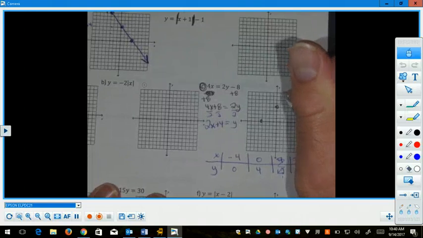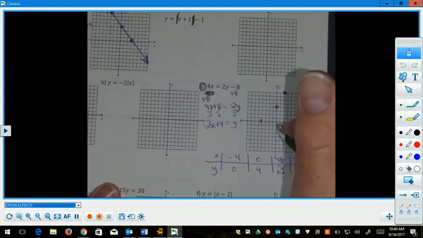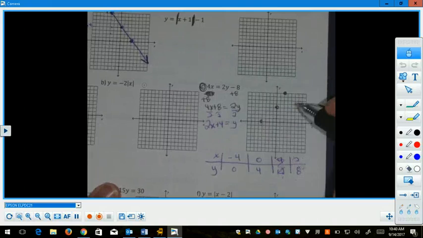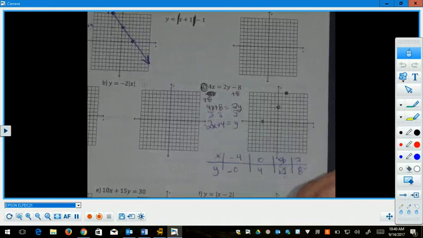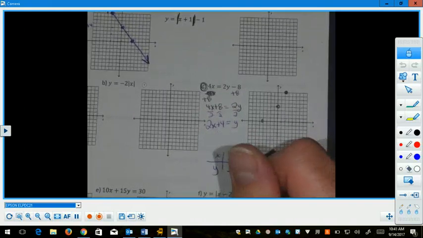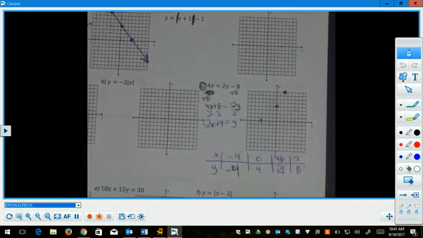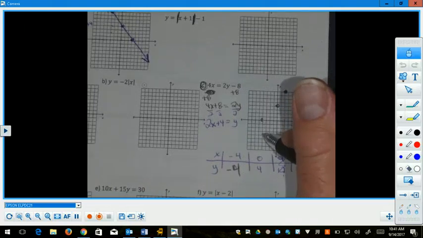And somehow I plugged something in wrong. When I plugged in negative 4, oh, no, that's negative 8 plus 4. Wait, negative 8 plus 4 is negative 4. I have the wrong value in my table, sorry. This should have been at negative 4.